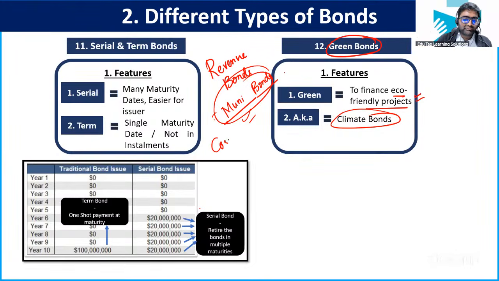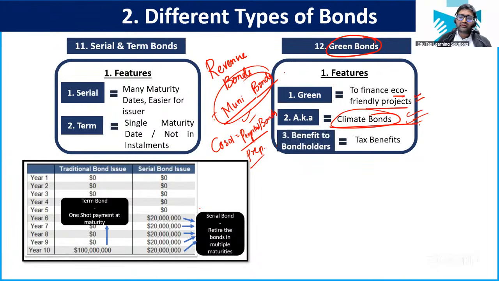Console is for what? Please tell me very quickly. Dash bonds. Console, yes. Perpetual bond. They are also sometimes called perp. So here we have the climate bonds, right? And whoever invests in the green bonds, they get some tax benefits. Obviously there should be some incentive that people invest in these eco-friendly things also, otherwise people are only bothered about profits. So these are the things.